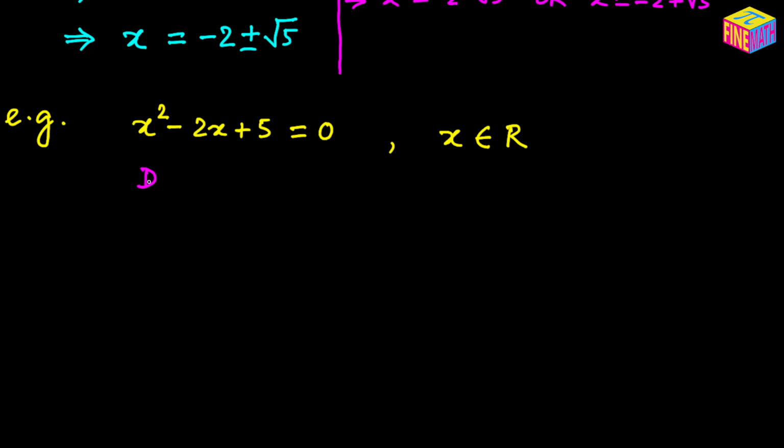So here the discriminant is equal to b² − 4ac, which is (−2)² − 4 times 1 times 5. That means (−2)² would be positive 4, and 4 times 5 is 20. So this is actually −16, and that is less than 0. So in this example, you can clearly see that the discriminant is negative. That means the roots are complex numbers, they are not real numbers. So if you are asked to solve this quadratic equation for real roots, then our answer will be that this equation has no real solution.